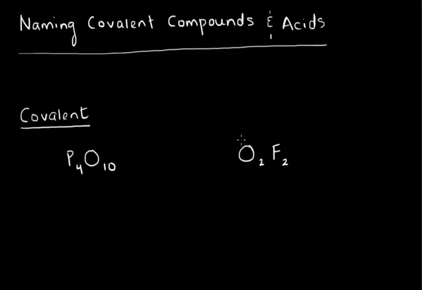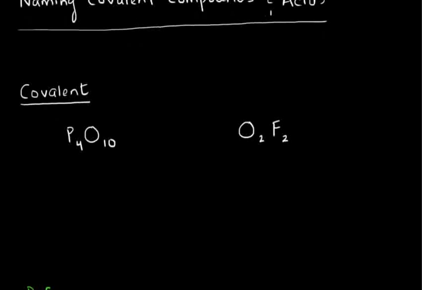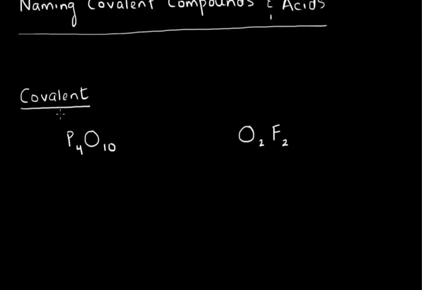But we're just going to get going right away, and we're going to start with this example right here, and I'm just going to name it for you, and then we're going to see if we can use that name to come up with a process, some general rules for naming covalent compounds. So let's get going. So P4O10, I know this is phosphorus, I know this is oxygen, and I'm going to tell you the name of this compound is tetraphosphorus decaoxide.